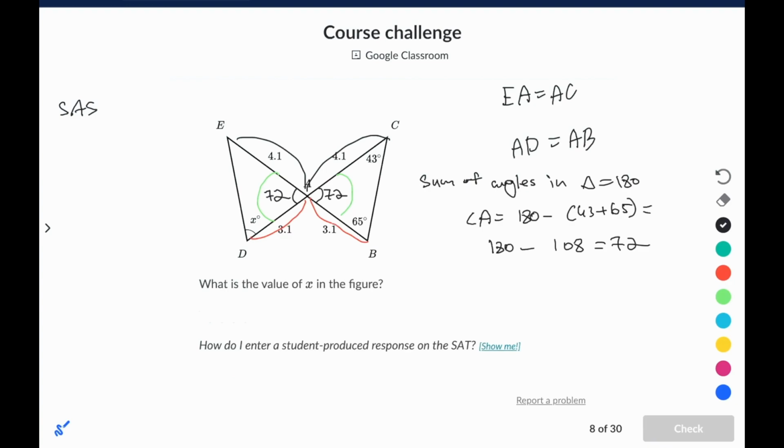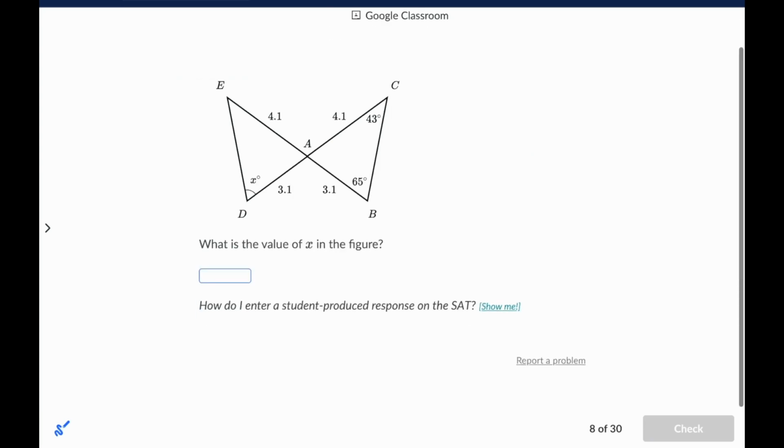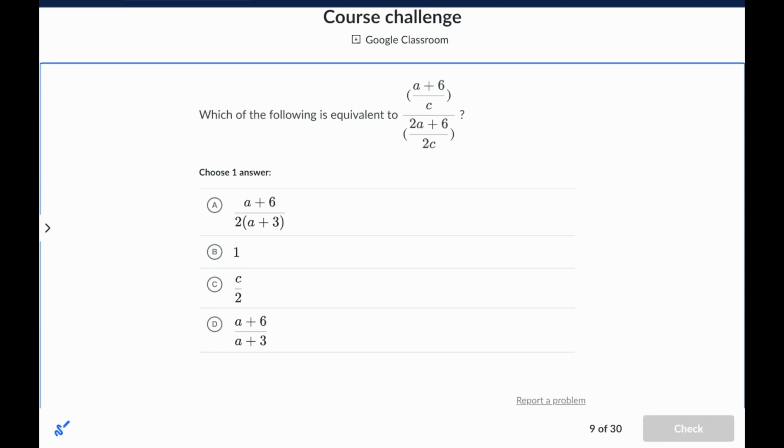Congruent means they are the same. Well, since they are the same, the angles are all the same. If this is 43, this is also 43. If this is 65, x should also be 65 degrees. So x would be 65. That's correct.